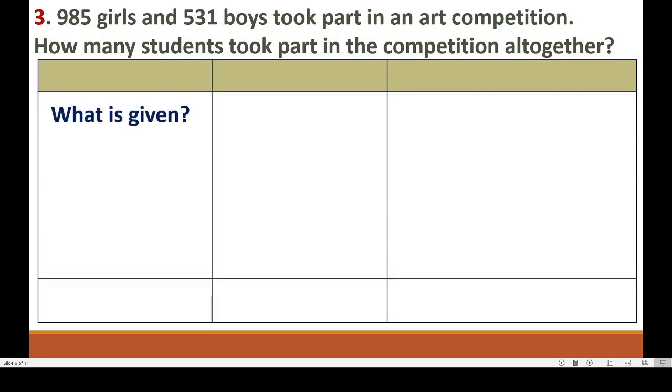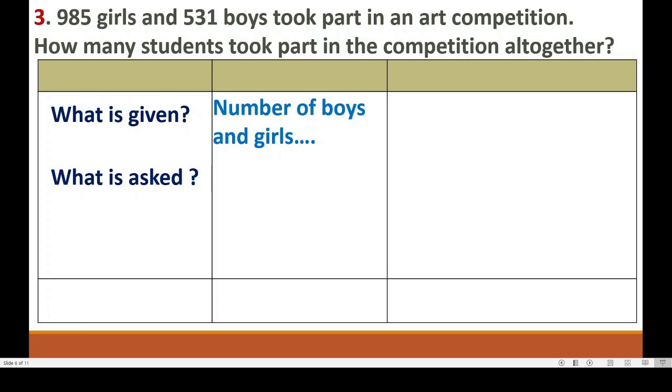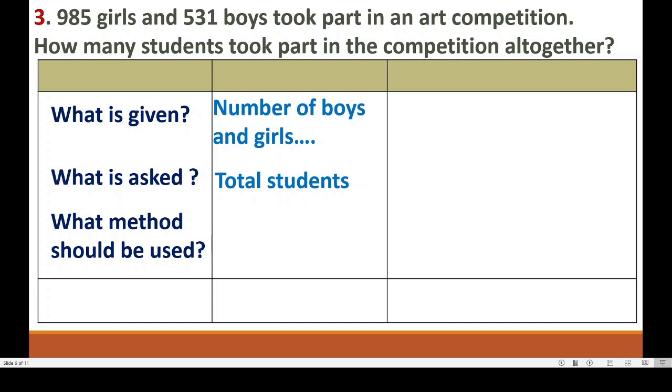First one, what is given? Here we will write number of boys and girls who took part in a competition. Okay. Second, what is asked here? Total students participated in the competition. What method should be used here? Again, you know, addition. Today we are solving the addition sums, isn't it? Now method.